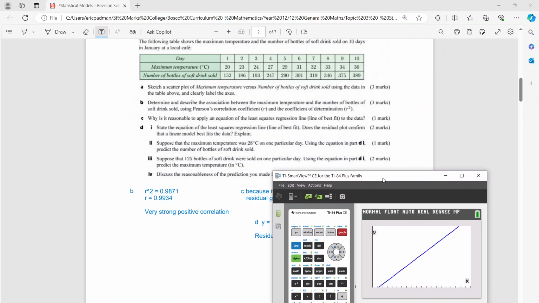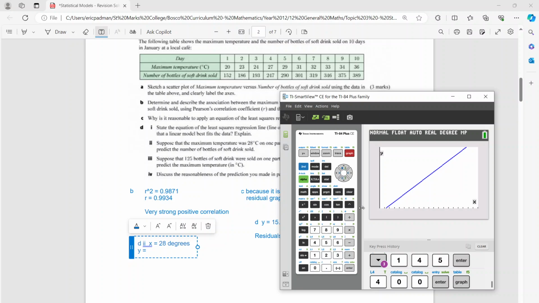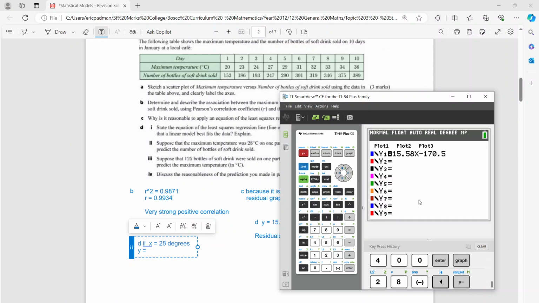Okay, part two, D. Suppose the maximum temperature is 28 degrees on one day. Use the equation to predict the number of drinks sold. So when x equals 28 degrees, y equals... let's go and figure it out. The easiest way, I think, is to just type in 28. No, you can't do it in that graph.